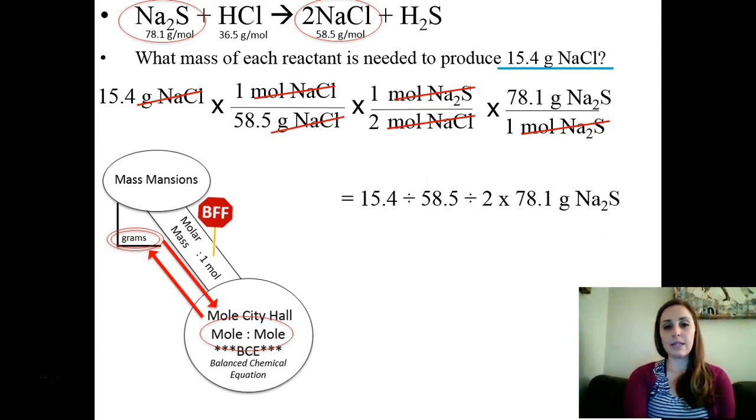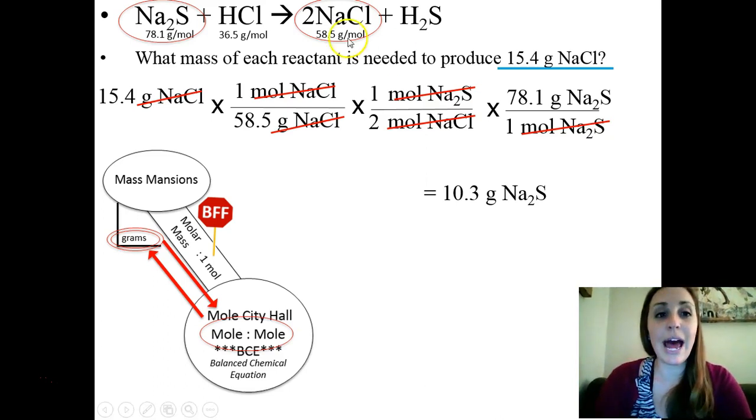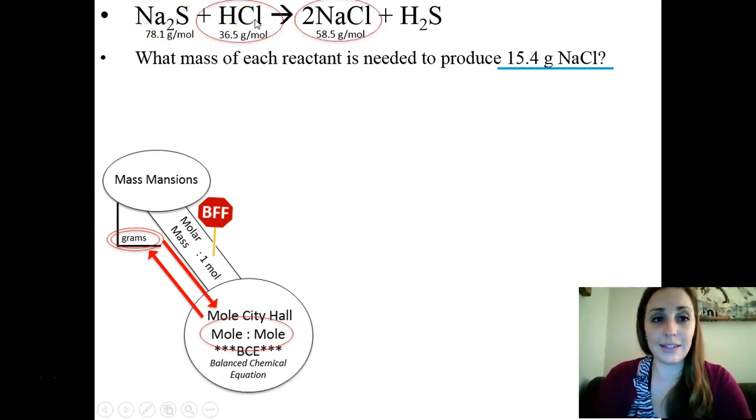All right, so I'm going to plug this into the calculator, and there you go. 10.3 grams of sodium sulfide. All right, so it asks for the mass of each reactant. We figured out the mass of sodium sulfide. Now we have to figure out the mass of hydrochloric acid.